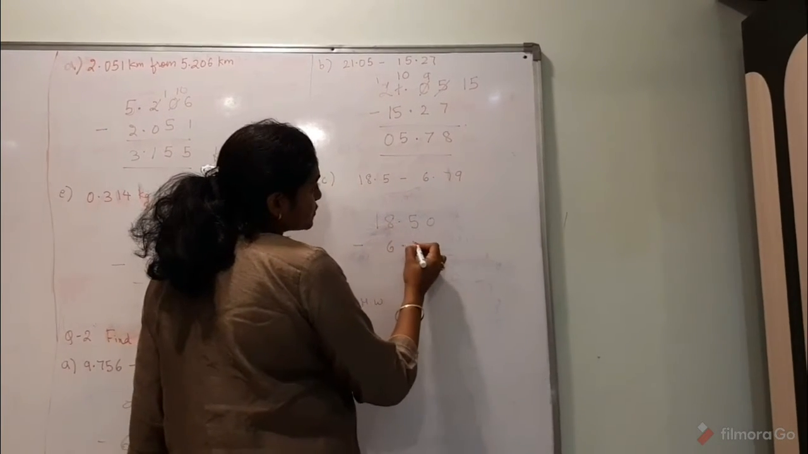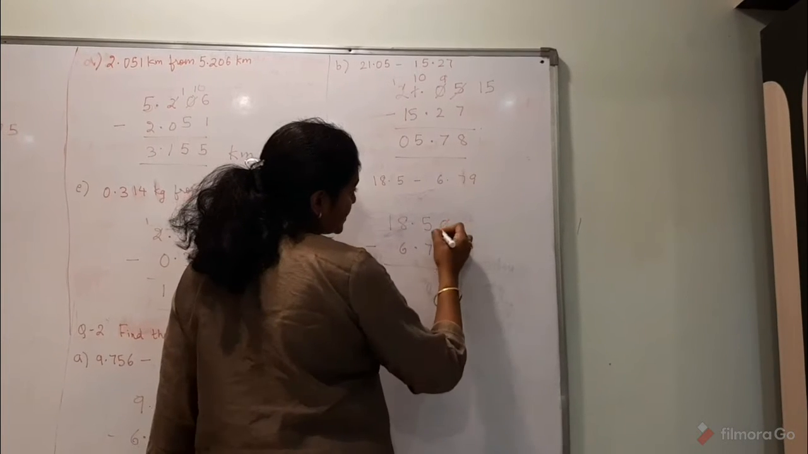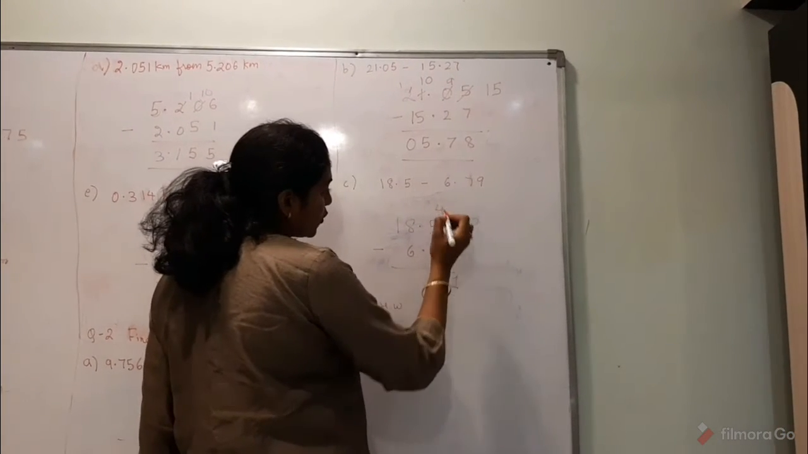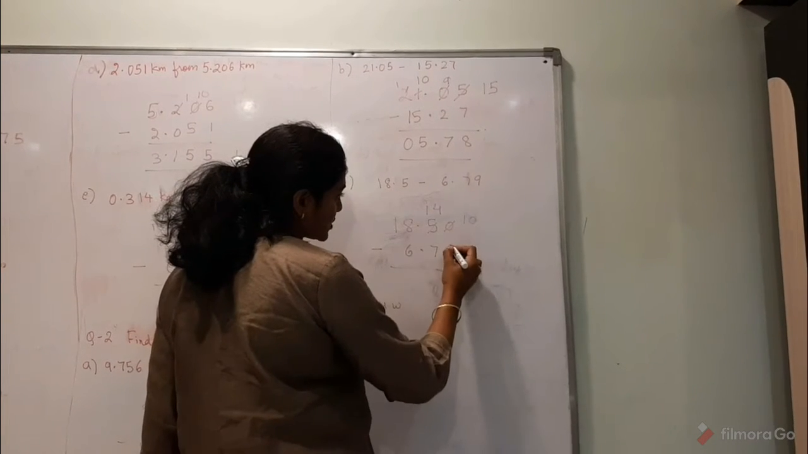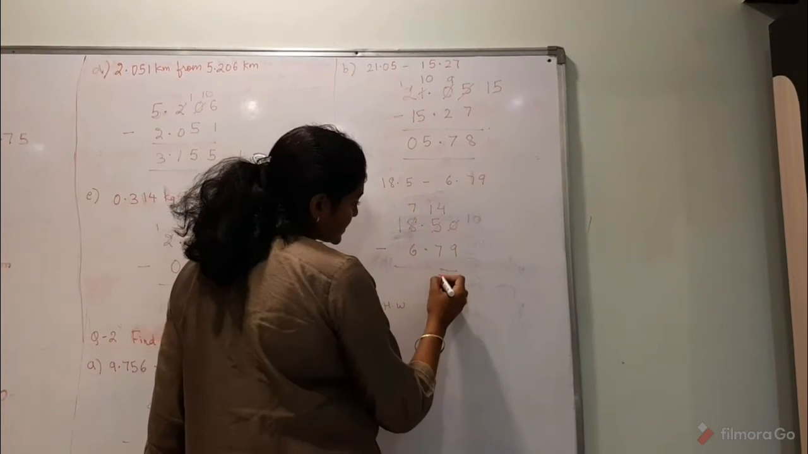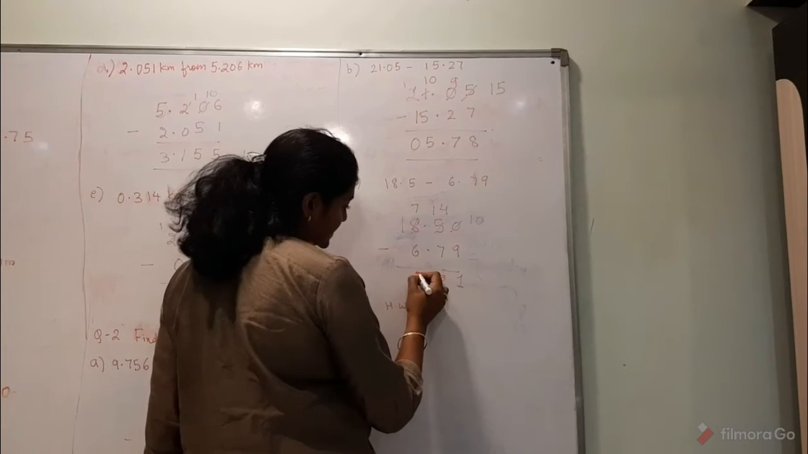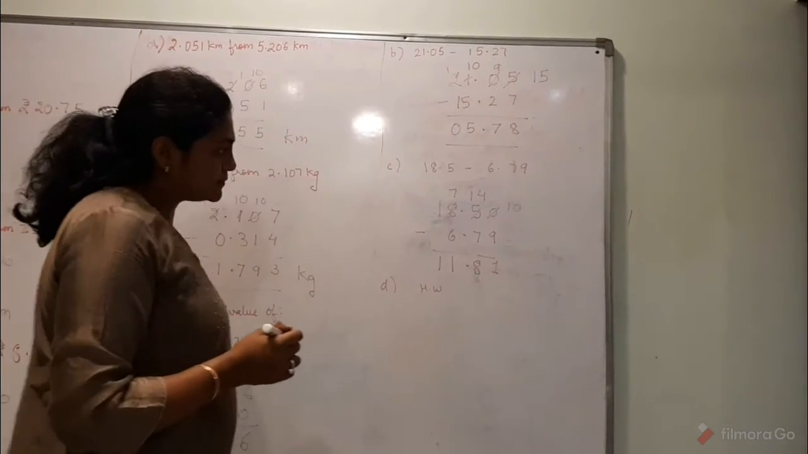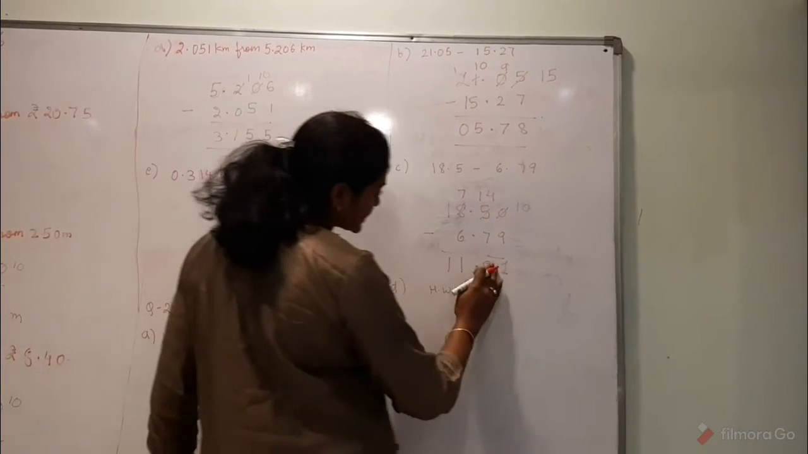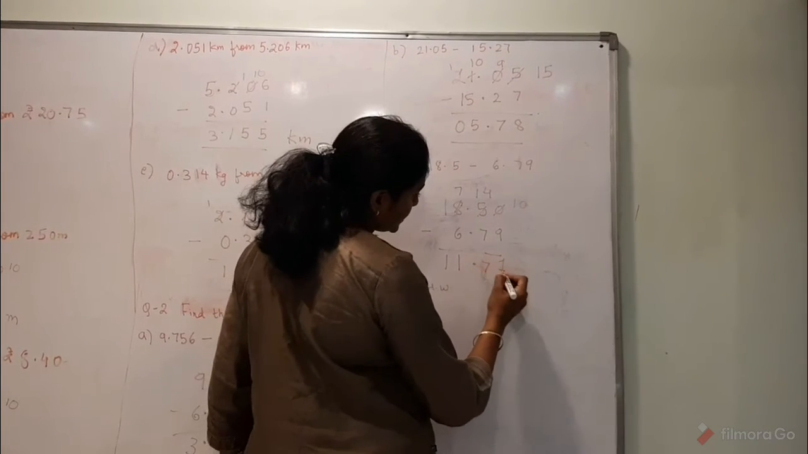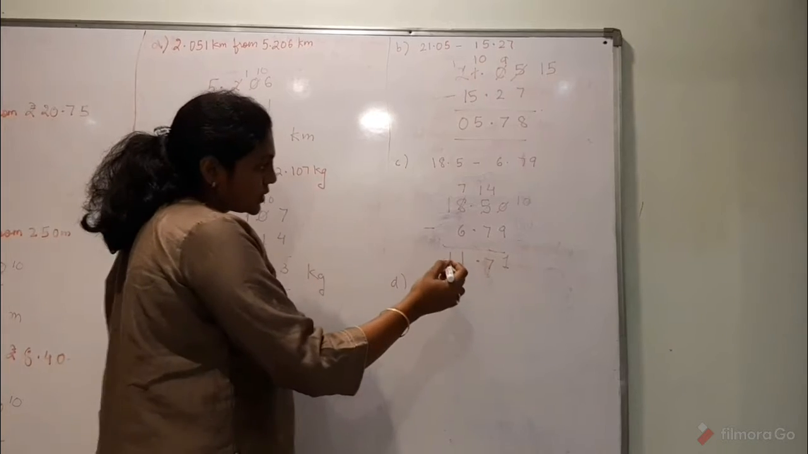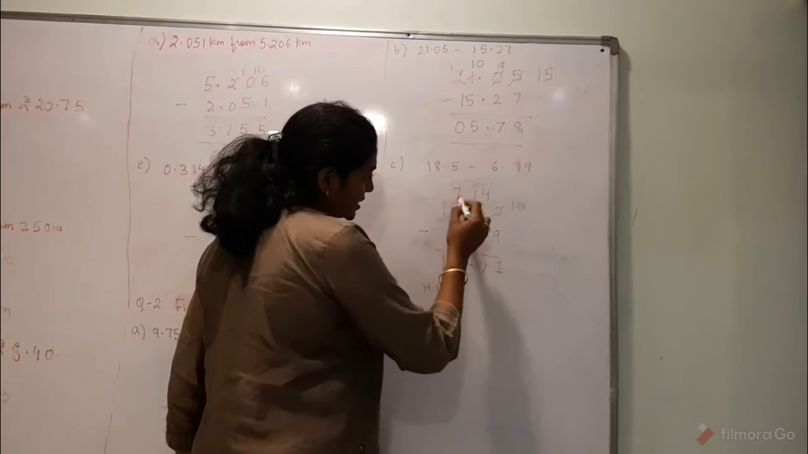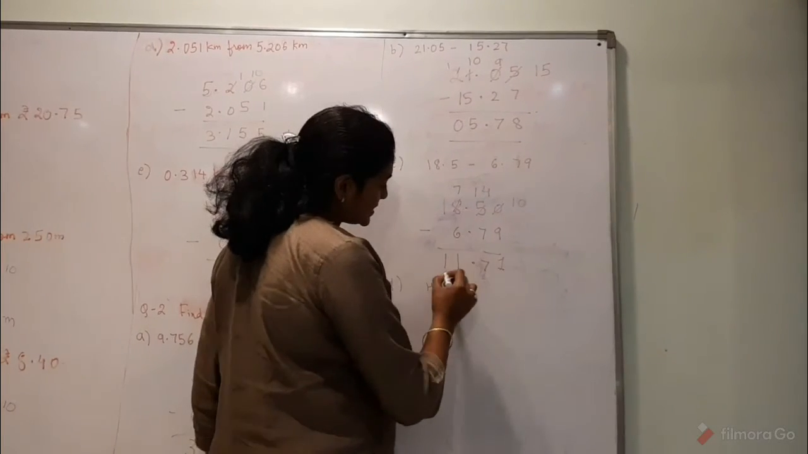Similarly, 8.50 minus 6.79. So 10 minus 9 is 1. Here 4. 4 minus 7 is not possible. This is 8. 7 minus 6 is 1. 14 minus 7 I have written as 7. So 10 minus 9 is 1. 14 minus 7 is 7. Here borrow 7. 7 minus 6 is 1.